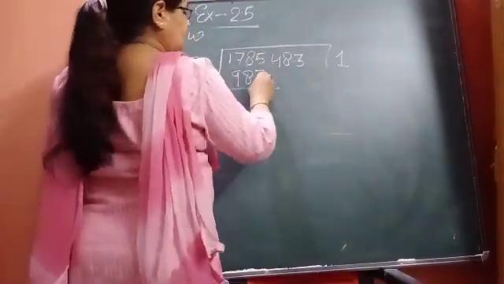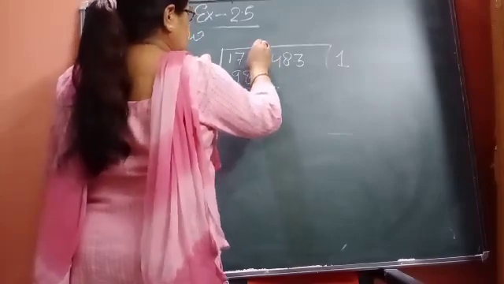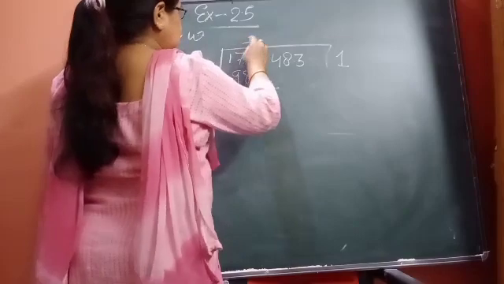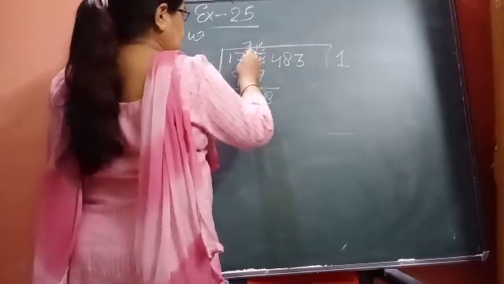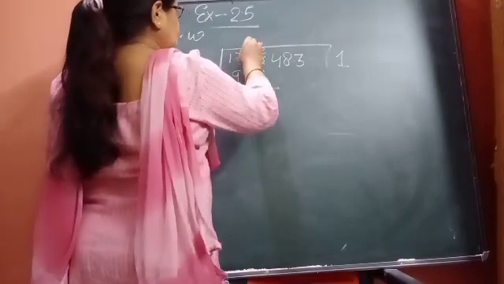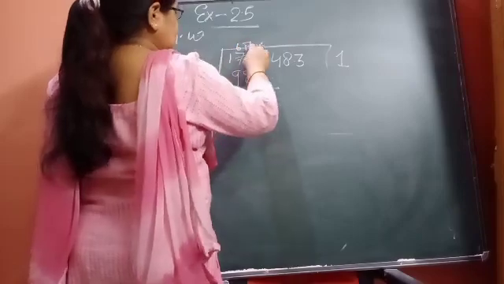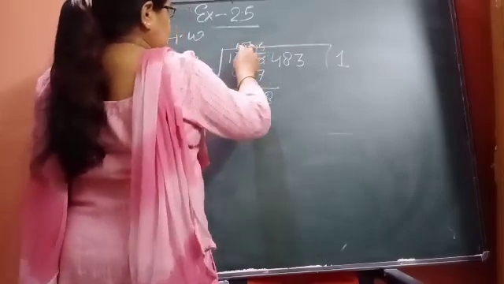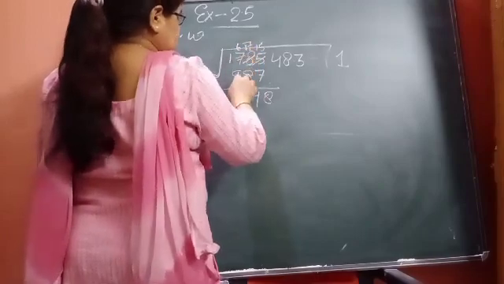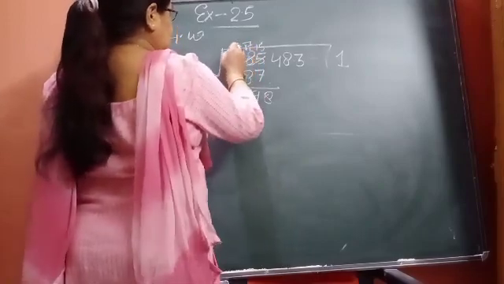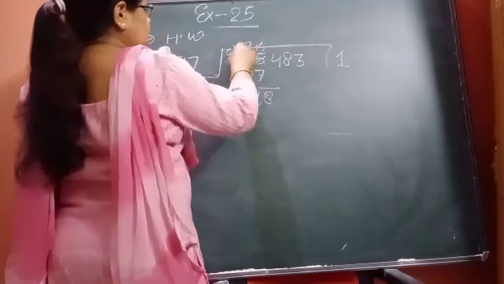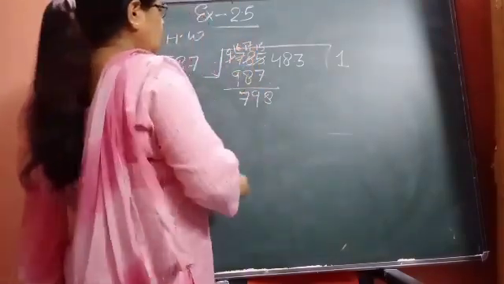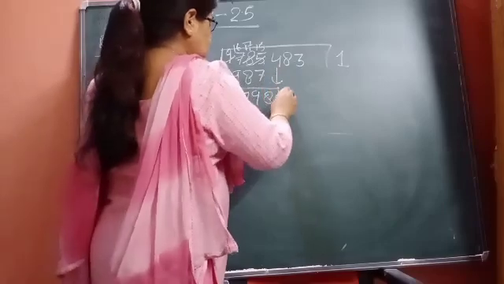Then 5 minus 7 is not possible, so it will become 15. 15 minus 7, 8. So it will become 7. 7 minus 8 is not possible. Take one carry. 17 it will be. Here it will become 6. 17 minus 8, 9. Okay. Here 6 it will become. 6 minus 9 is not possible. So here it will become 0, and then 16. 16 minus 9. It will become 7. Okay. Now bring down this 4 here.